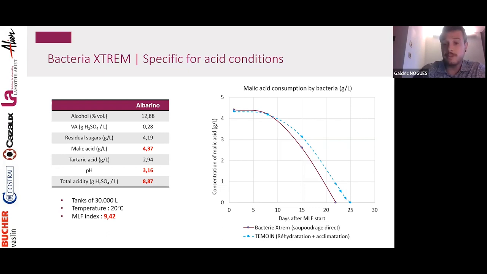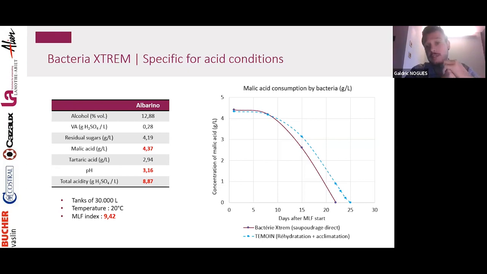So basically the malolactic fermentation should be complicated on this wine, based on the analytics. So we did two modalities. First, the bacteria Extrem with a direct inoculation. So basically, we just put the bacteria into a bit of water to dilute it. Then we add it to the wine, versus a control, which was rehydrated for 12 hours and then added to the wine.